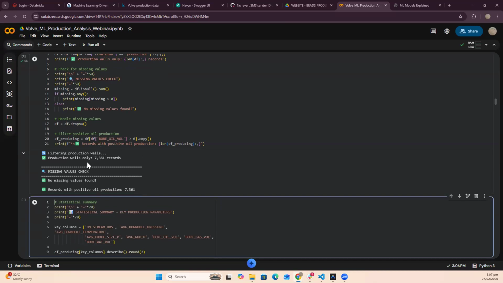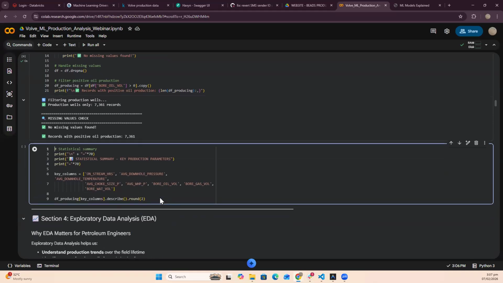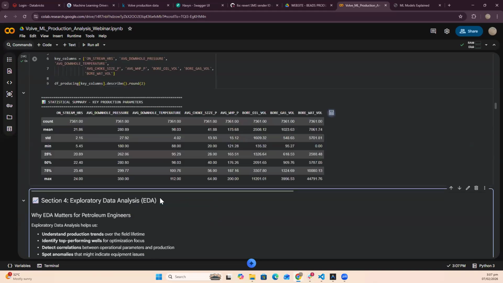Okay, so after the filtration, after we remove all data that has nothing to do with production, we are getting 7,361 records. We don't have any missing values. All the records are positive, so there's production every day. So now let's check the summary of the data.